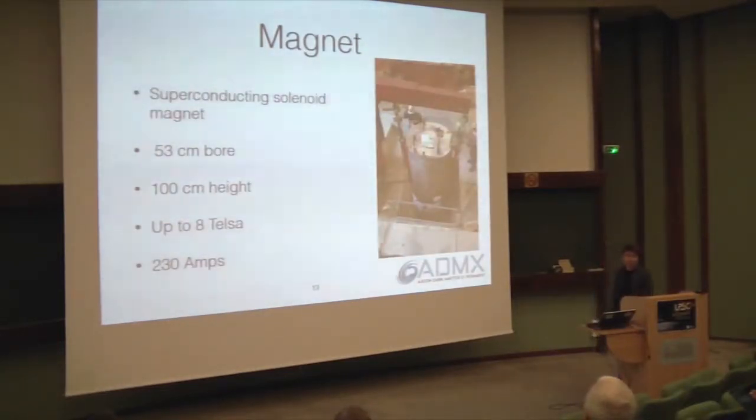And one thing to realize and point out is that the magnet actually descends another floor into the ground. Again, this is a solenoid superconducting magnet, 53 centimeter bore, 100 centimeter height. And if we ramp it to full field, it's about 8 Tesla at 230 amps.